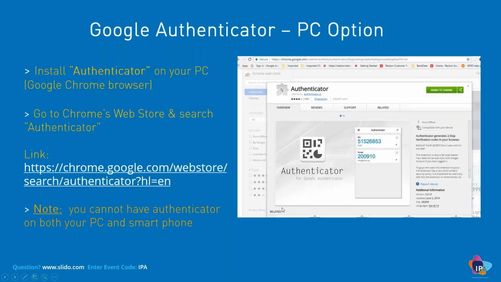The third option you get is a PC option. If you don't want to use a smartphone or the SMS options, this option is an extension in the Chrome web browser. So open up your Chrome browser, go to the Chrome Web Store, search for the authenticator and install it.